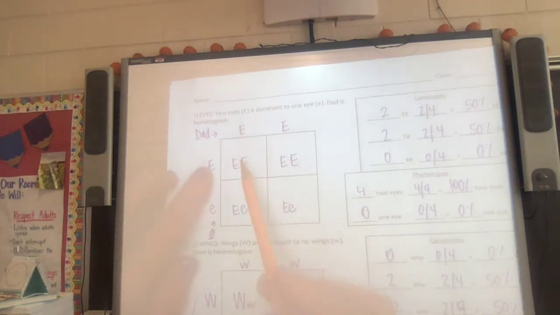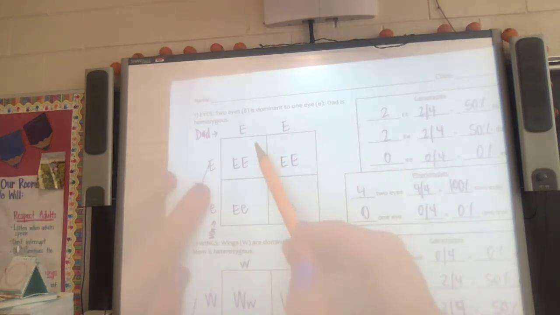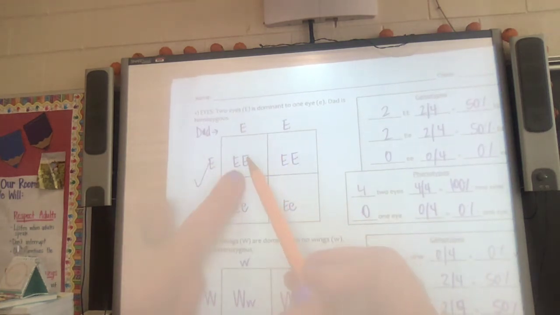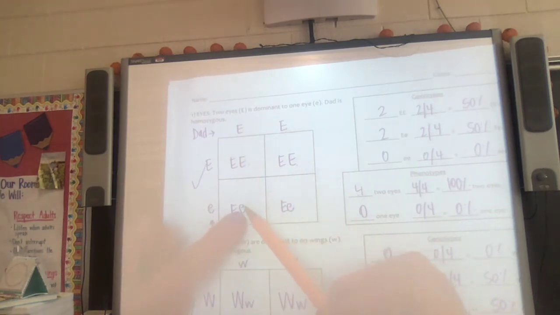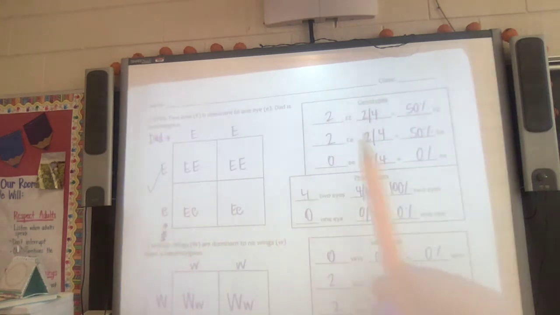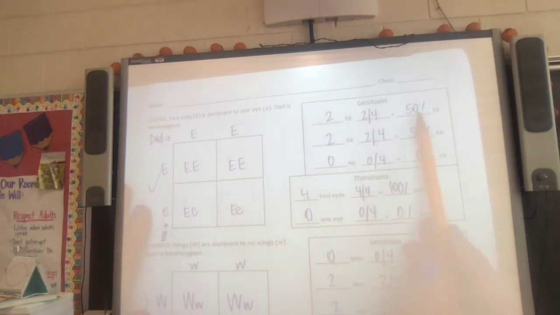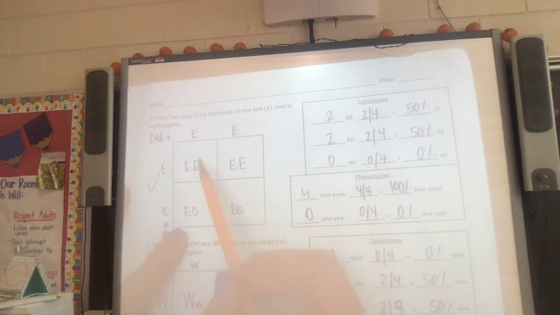Then you look at it just kind of like you do the box method with multiplying. Here's a big E, so that's 2 big E's. Another one. Here we've got big E, little e, big E, little e. So then we come over here. How many capital E's did we have? 2 out of the 4, 2/4, which is 50%, half. I also had 2 that were capital and lowercase. I had no little e.